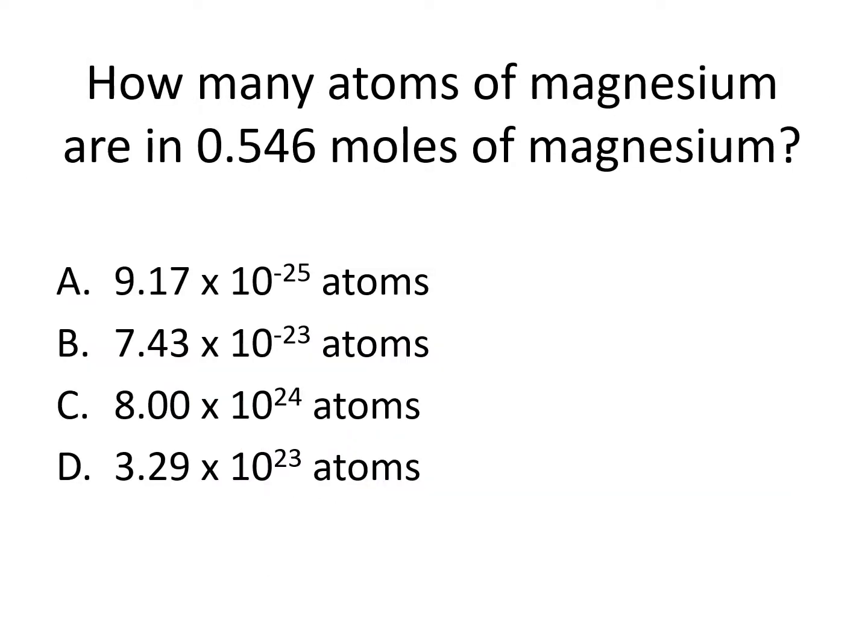How many atoms of magnesium are in 0.546 moles of magnesium? Is it A, 9.17 times 10 to the minus 25 atoms, B, 7.43 times 10 to the minus 23 atoms, C, 8.00 times 10 to the 24 atoms, or D, 3.29 times 10 to the 23 atoms?